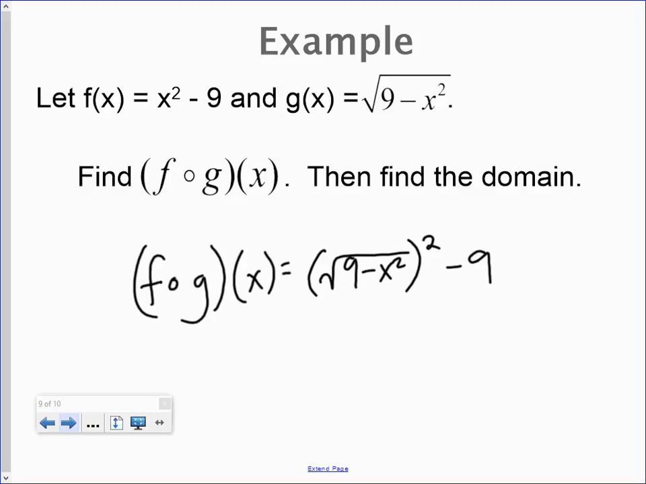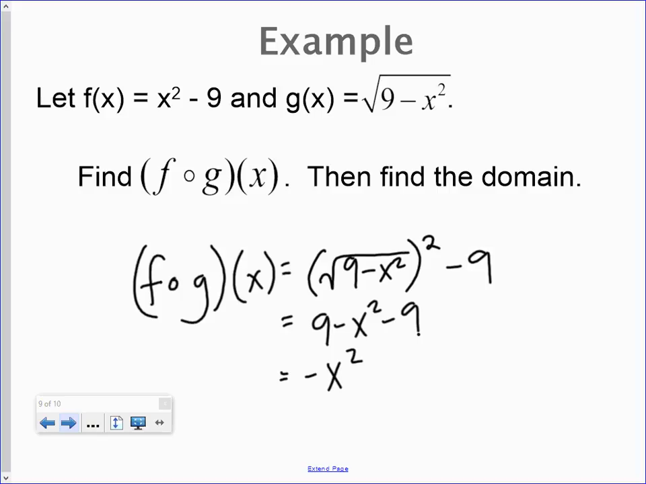Simplify your composition if possible. What happens when you square a square root? They cancel each other out, so we have 9 minus x squared minus 9. And then 9 minus 9 will cancel, so we're left with negative x squared. So my composition function is negative x squared, which if you thought just about negative x squared and labeled the domain there, you would say it would be all real numbers. There is no limit to what we could do negative x squared of.